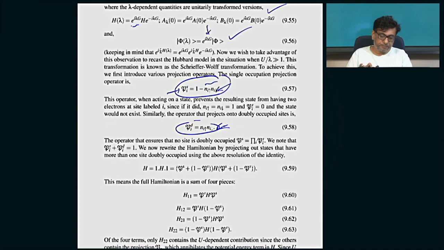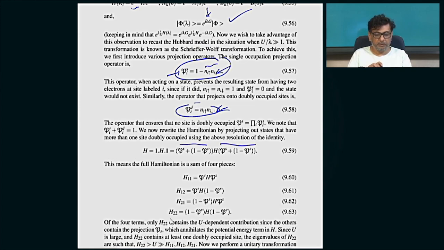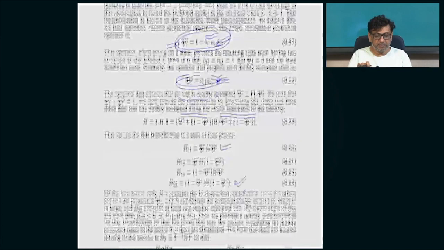Okay, so the bottom line is that this is a mathematical identity, just one written in a funny way. So, if I expand this out, I will get four pieces. One is this H which has been sandwiched between two single occupancy projections, and there is one which has been sandwiched between a single occupancy and a double occupancy projection, and lastly one which has been sandwiched between two double occupancy projections.